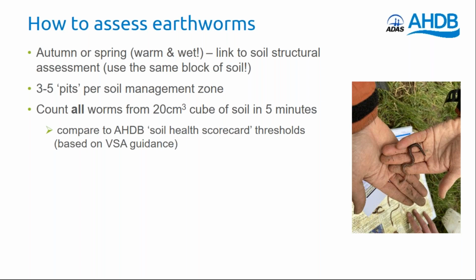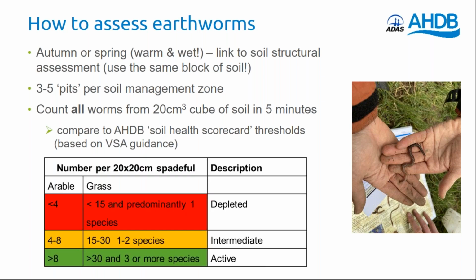What you do is, as you are breaking up your soil to look at the size and shape of those aggregates, you pull out your earthworms and put them into a little pot by your tray, so that at the end of that assessment you can count out how many you've got and tip them back into the hole. We say do that for about 5 minutes.